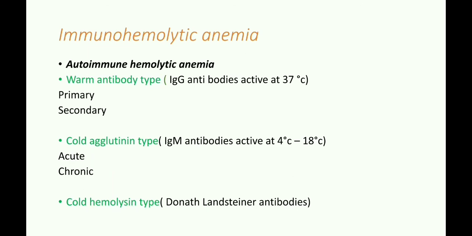So it can be primary or secondary. In case of a cold agglutinin type, the antibodies involved are IgM, which are active at 4 degrees Celsius to 18 degrees Celsius. It can be acute or chronic. Now in case of a cold hemolysin type, the antibodies involved are called Donath-Landsteiner antibody. This cold hemolysis is seen in patients with paroxysmal cold hemoglobinuria.